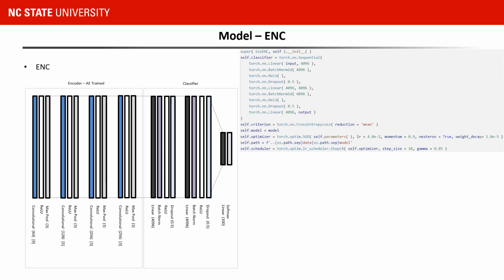Our encoder classifier model. Feature extraction provided by the encoder of an independently trained autoencoder. The classifier has 3 fully connected linear layers, each hidden layer followed by batch normalization, ReLU activation, and dropout, and the output by softmax activation. We trained with cross-entropy loss criterion and a learning rate scheduler and evaluated several optimizers, including stochastic gradient descent.